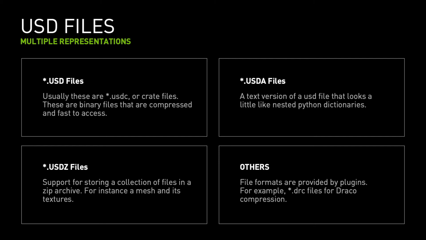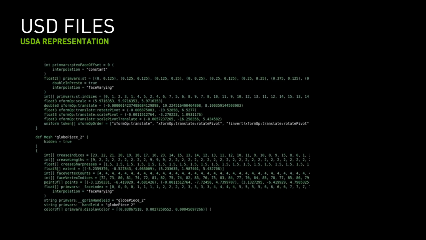USD offers other file formats as well. A USDZ file is actually a zip archive. It contains a USD layer and its supporting files like textures for rendering. Finally, USD can be extended to add support for other file formats. All file formats are provided by plugins in USD, and you can obviously provide new plugins. For instance, Google provided a plugin to read and write meshes with Draco compression in a DRC file. I wanted to mention all the backing file formats that are available.